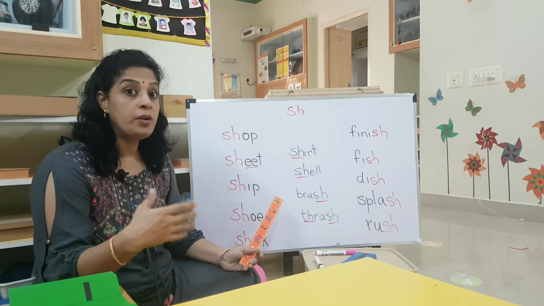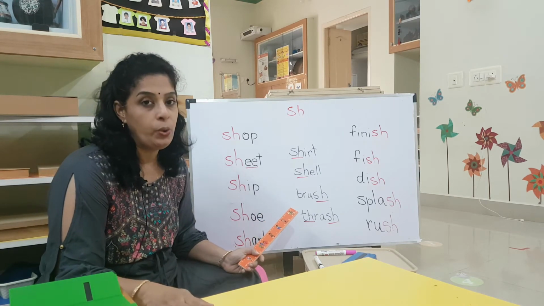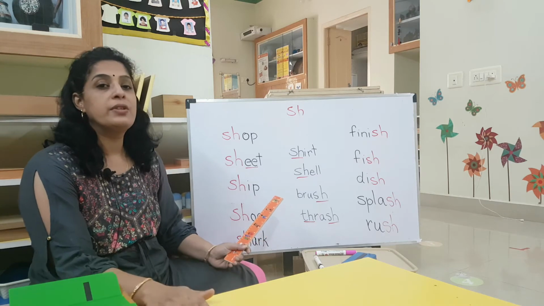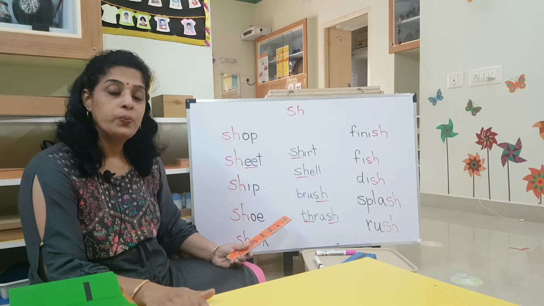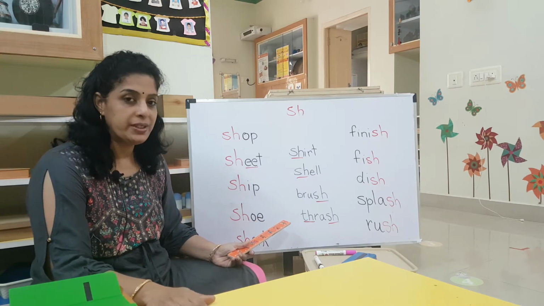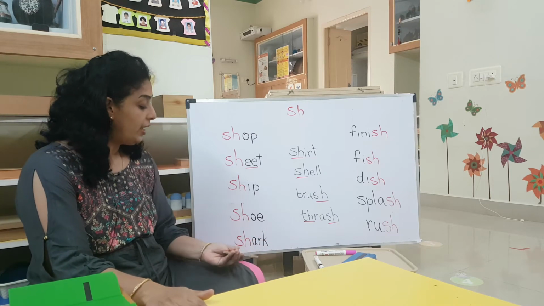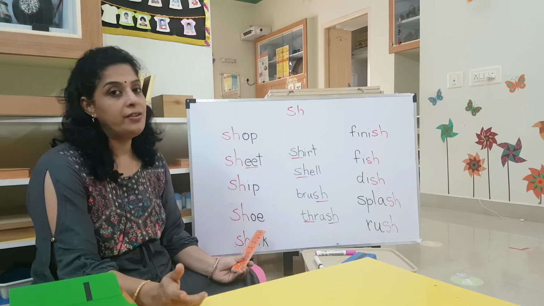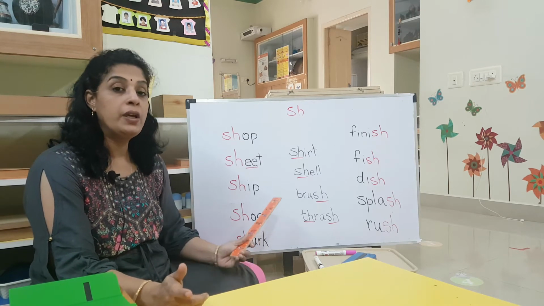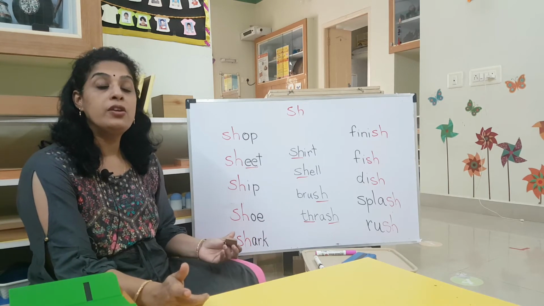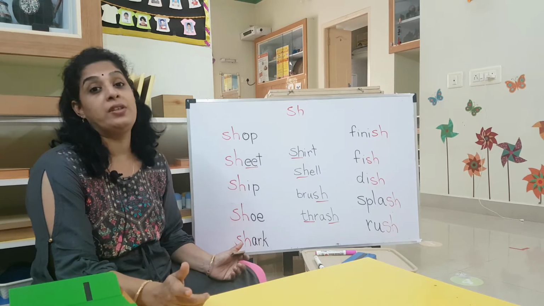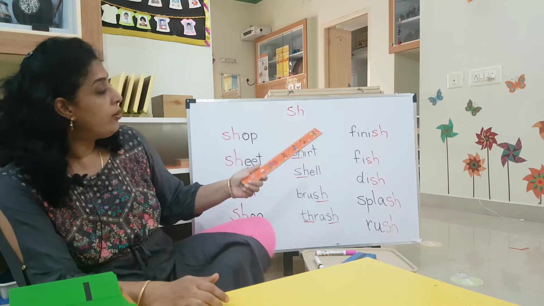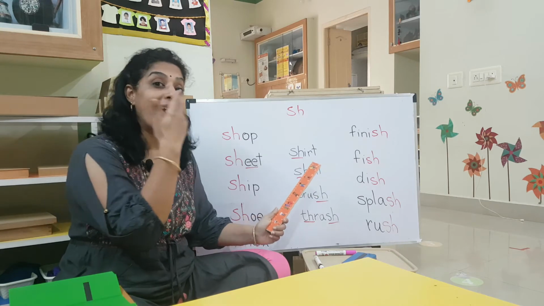Now other words you may not be able to read. You are supposed to learn more phonograms, then only you will know. But try to listen to the sounds. Shoe. A pair of shoes. Then last one. Shark. You know what's a shark? It's a fish. A big huge fish. And you hear the sound sh in it. Now let's look at some words which have sh in the end.